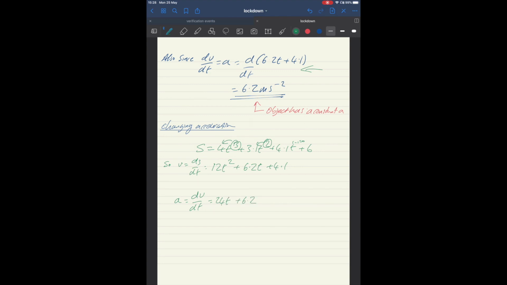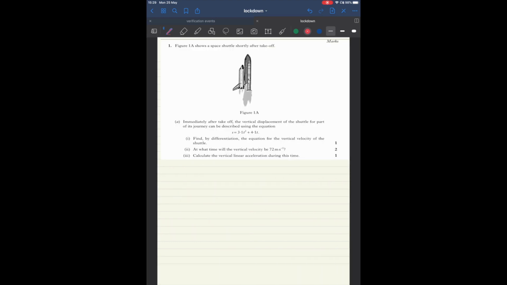So what does this mean? It means that the object has a changing acceleration with time. Okay, right, let's look at a past paper question.